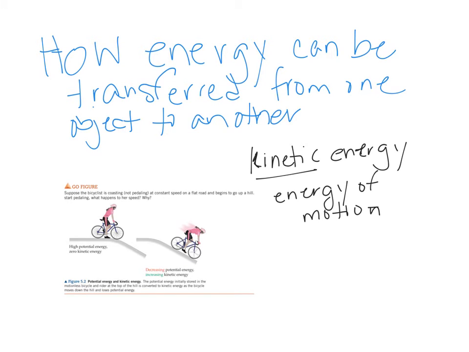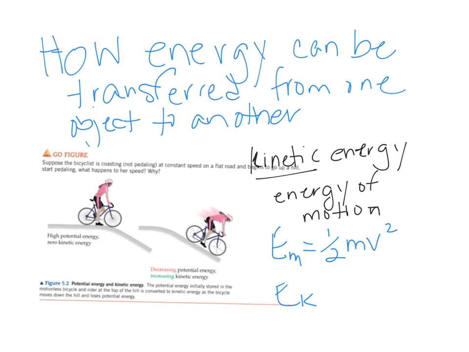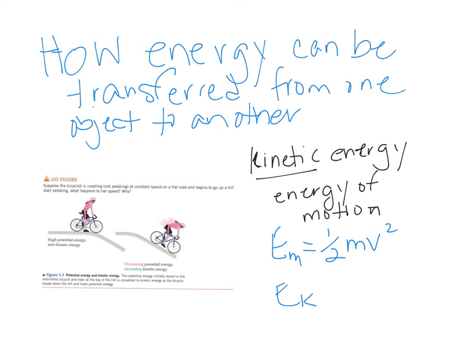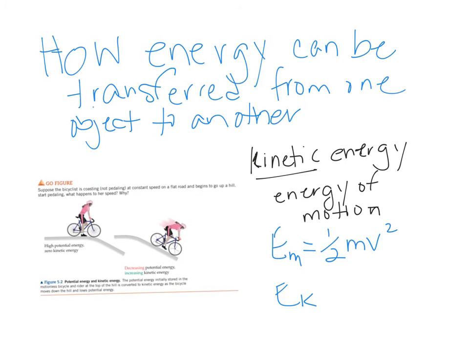We can measure energy of motion. Our energy of motion, well, I should have put a K there. It could be EK for kinetic, equals 1/2 the mass of the object times its velocity squared. So we can measure our kinetic energy. I put EM. It could just as easily be EK. And here we have a picture of someone. Well, I actually have to define the other form of energy. So that's our kinetic energy.